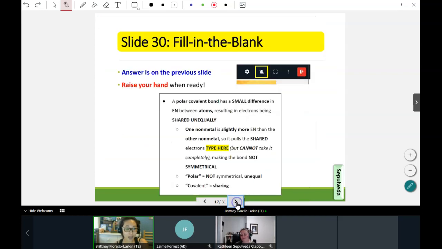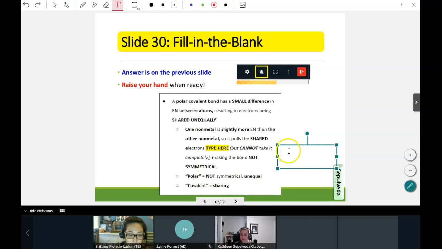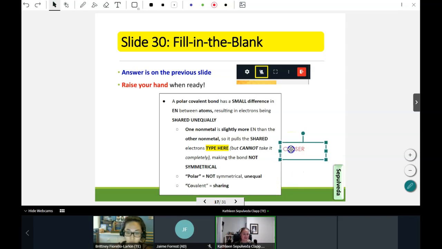This is going to be slide number 30. Here we go. Okay, don't worry. So slide number 30 is going to be slightly more closer. So the electrons that are pulled are going to be shared, and those electrons are going to be closer. So this is the answer to number 30. I'm going to go ahead and lower your hands. Do we lower our hands, Mrs. Larkin? Perfect. All right. So these are good hands.